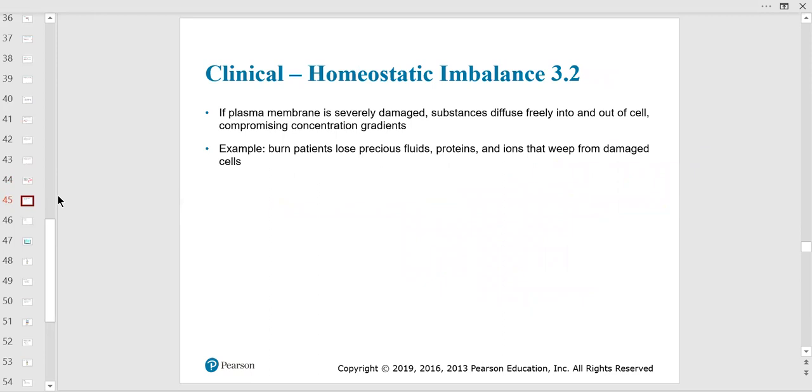Okay. So if the plasma membrane is damaged, then there's a problem. Things will diffuse too freely. Burn patients are a good example. If you have a burn, you start to lose fluid from your cells, especially with a third degree burn. The fluids will come out due to osmosis, right? So it's one of the things you've got to know about this whole tonicity.